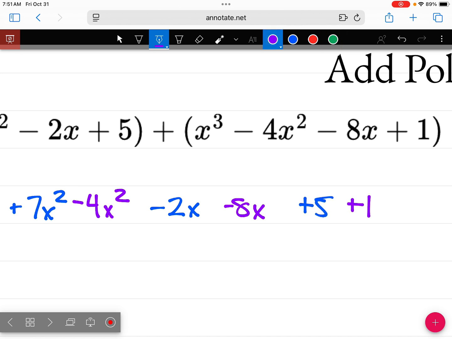I can reorder things in whatever order makes sense to me. When we are adding, all we're doing is combining like terms. We do want to wind up in our standard form. That's where we have our biggest exponents in the front. So we're going to do that.